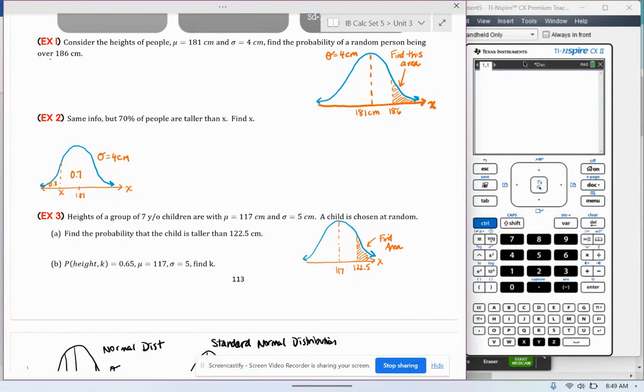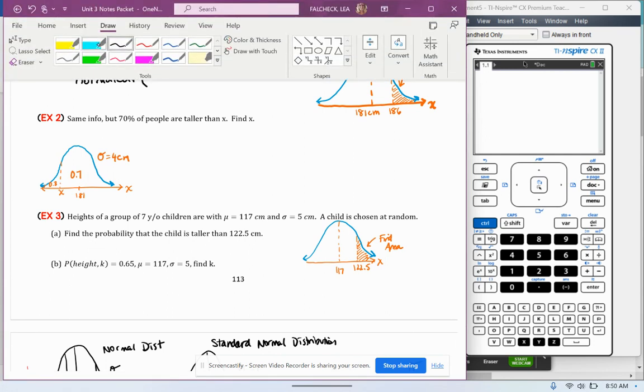So example 1 says, consider the heights of people with a mean of 181 centimeters and a standard deviation of 4 centimeters. Find the probability. Okay, so if we're finding the probability, it's definitely going to be an unknown area. When we have an unknown area, remember that we are going to be using the normal CDF function of our calculator. And we are finding the probability of a random person being over 186 centimeters.